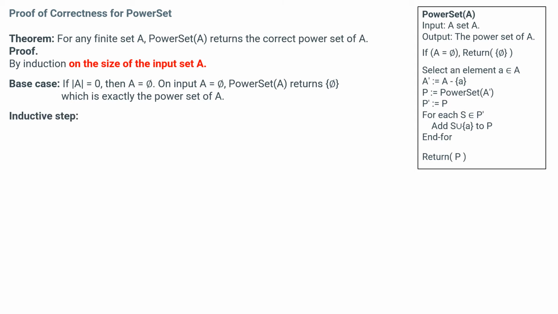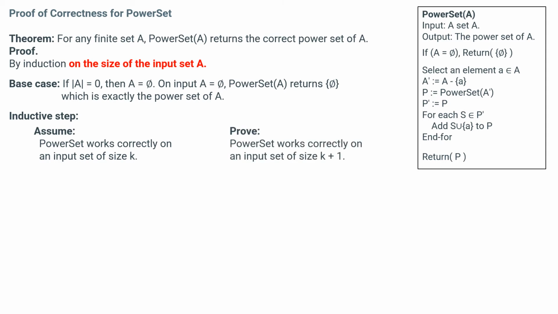But then we would need to go to the inductive step, and if we're going to use induction on the size of input set A, then we would want to say something like, let's assume it works for a set of size k, and then show it also works for a set of size k plus 1. So the inductive hypothesis, the assumption, is that the power set algorithm works correctly on an input set of size k. If we can make that one assumption, we'll then try to prove that it also works for a set of size k plus 1.